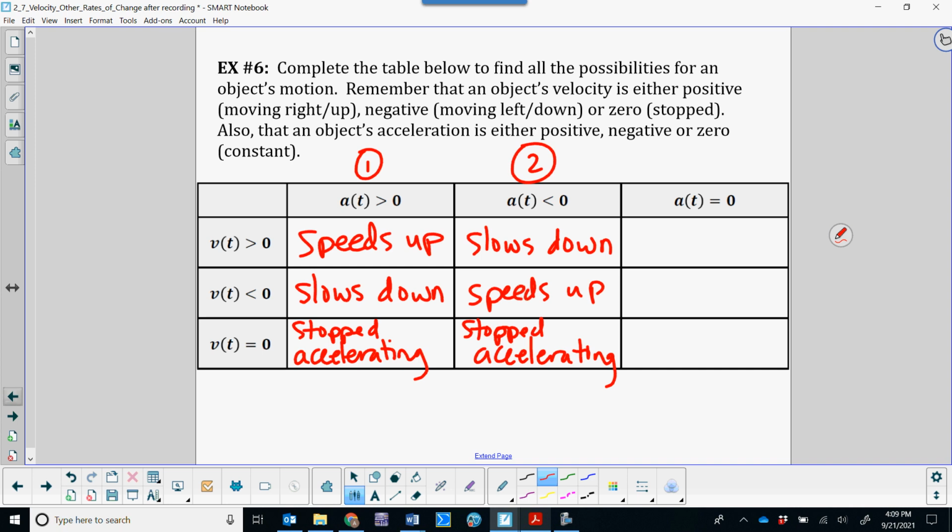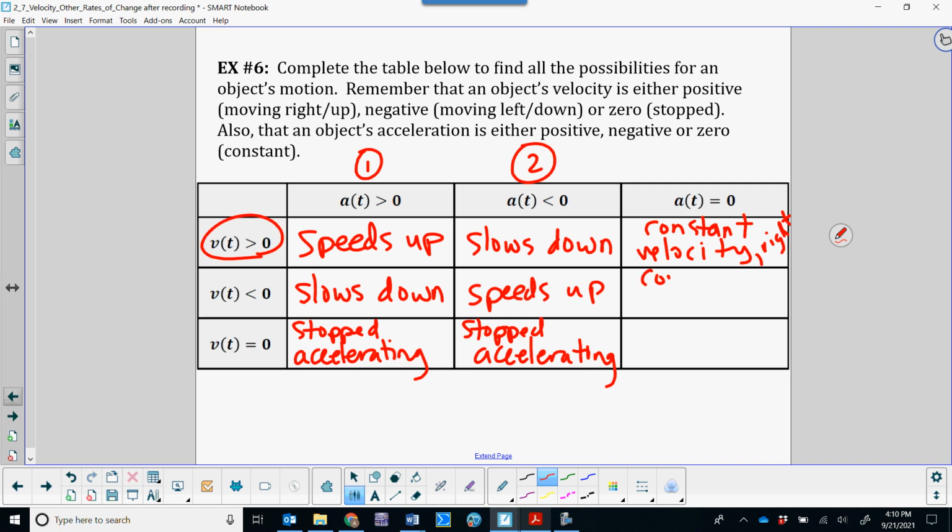Then we have acceleration is 0. Well, if the acceleration is 0, then we know that we have a constant velocity, because the acceleration, again, is the derivative of the velocity equation. And if the acceleration is 0, then we know we have constant velocity. The one thing we could say is that the particle is then definitely moving to the right here, and we know that because the velocity is positive in this column.